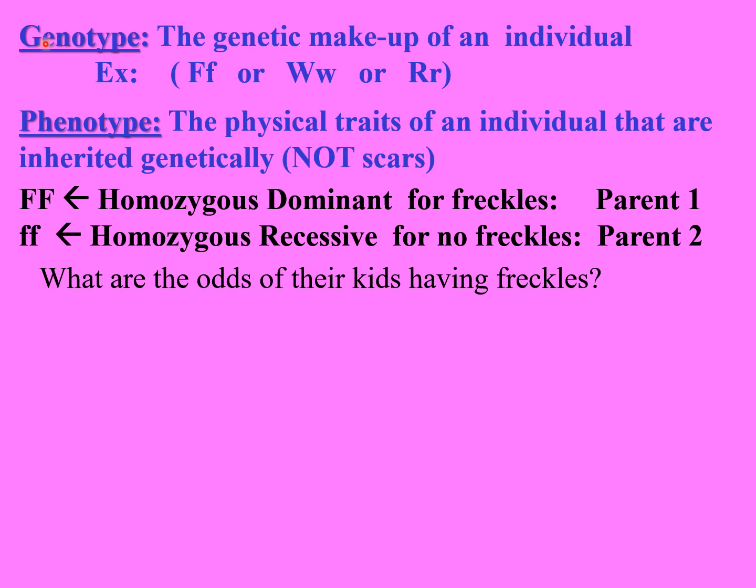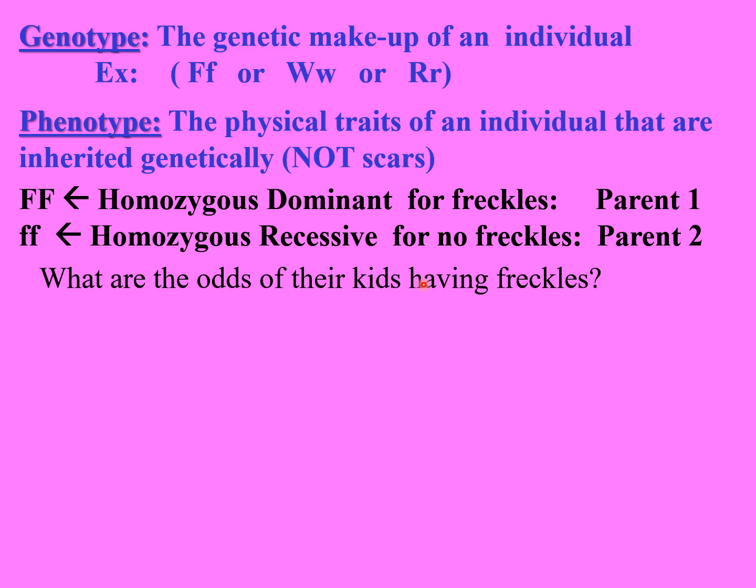Let's suppose we have two parents. Parent one is homozygous dominant, in other words, two capital F's for freckles. The other parent, parent two, is homozygous recessive. Again, same but lowercase, two lowercase f's for no freckles. So one parent has freckles, one parent has no freckles. You might also say one parent is purebred for freckles, the other parent is purebred for no freckles. That would be the old style of saying this. And we want to know what are the odds of any of their kids having freckles.